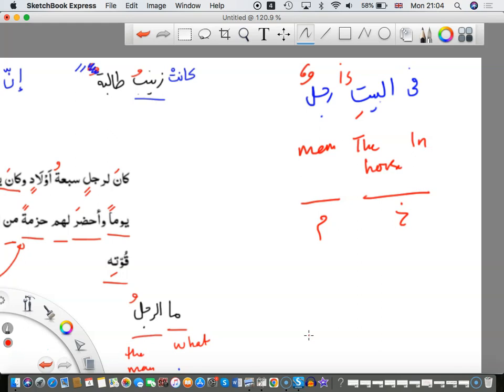Okay, what if someone thinks there's two men in the house, but there's only one man in the house? In English you say only, yeah? But in Arabic, there's actually a sentence for that, without using only. So this is why Arabic is a very flexible language. There's a lot of ways you can say it.